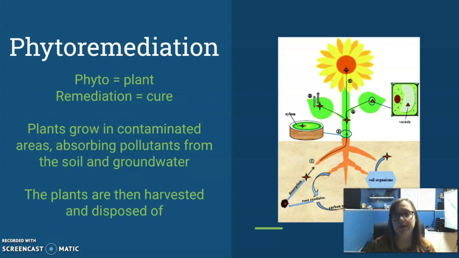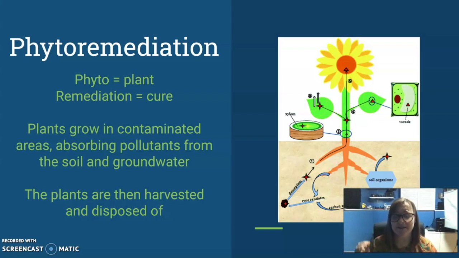I'm not even sure, I think it's phytoremediation. I'm not entirely sure how to say that word, I'm not going to lie. But the first part means plant, and remediation is like your cure. So what happens is that the plants grow in contaminated areas. They absorb the pollutants up from the soil and the groundwater, and then they take the plant and they dispose of them, which also disposes of the chemicals.